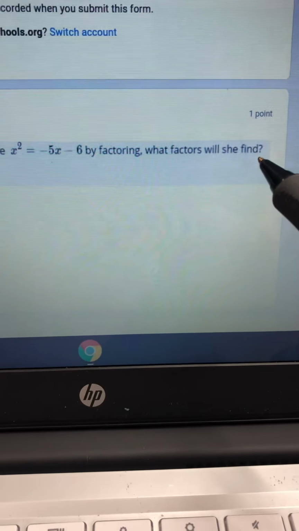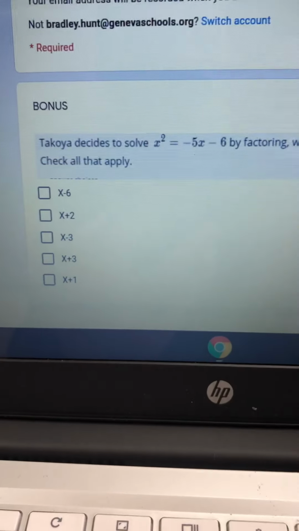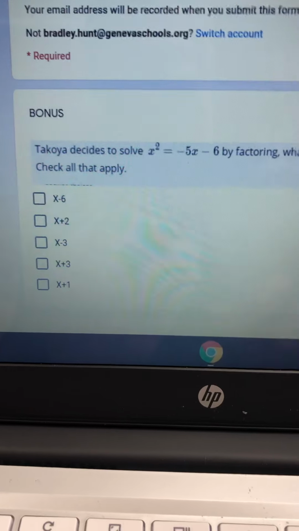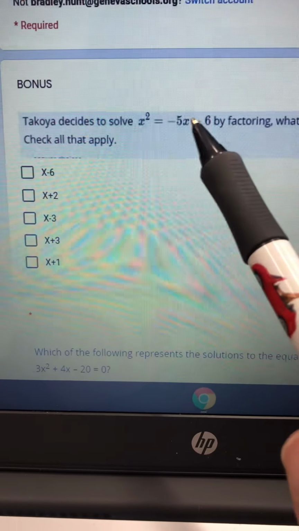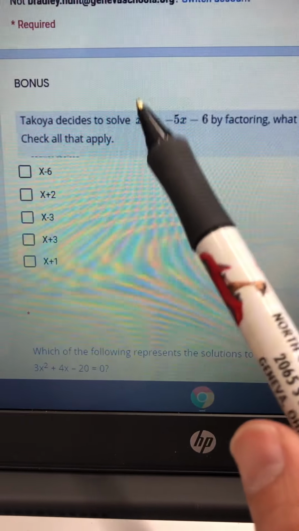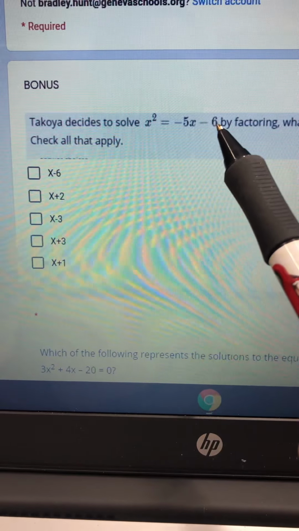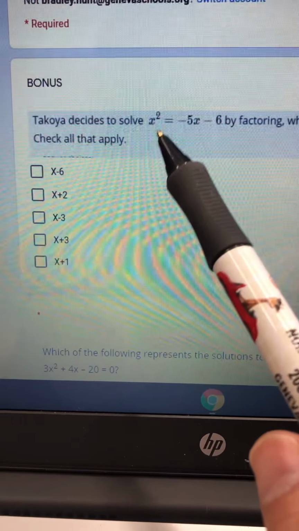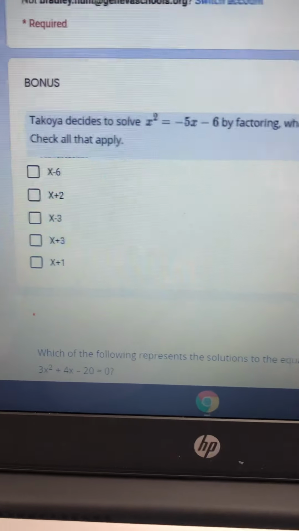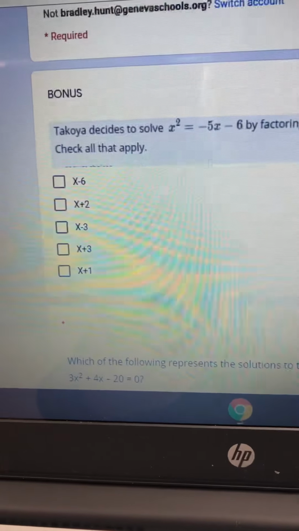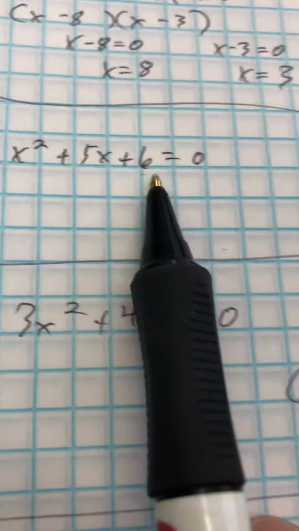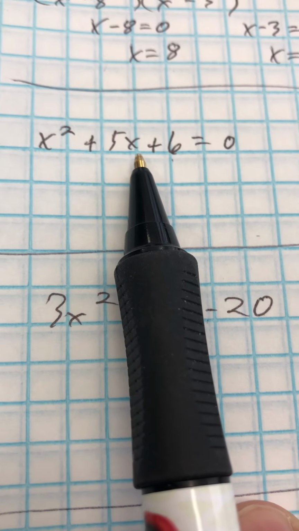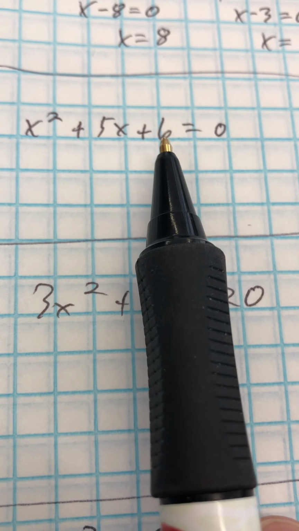What factors will she find? And check all that apply. So what you're going to want to do is move this negative 5x over here, so it's going to be plus 5x, and move this minus 6 over here, so it's going to be plus 6. So in other words, it is going to look like this, okay?